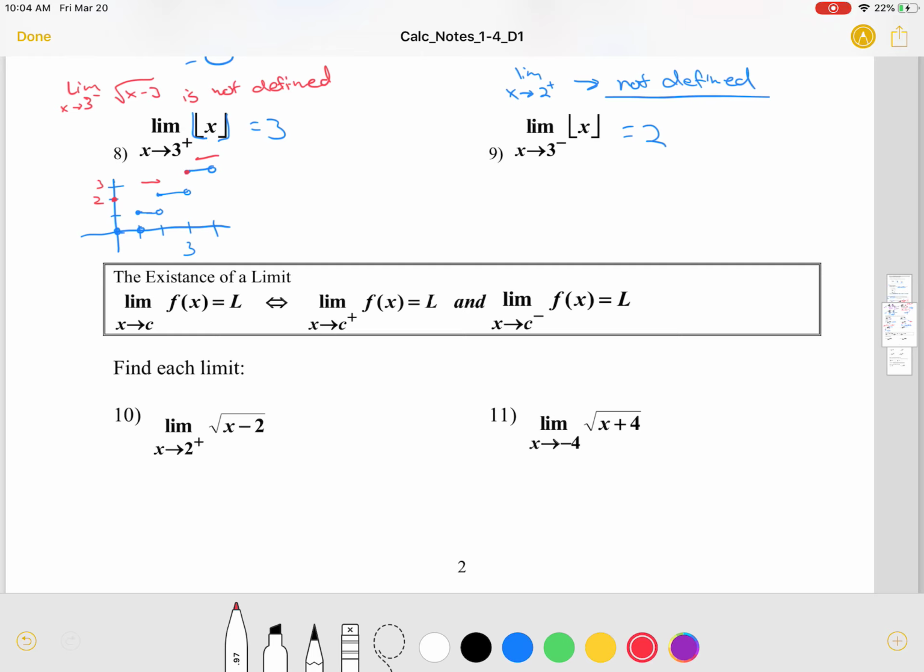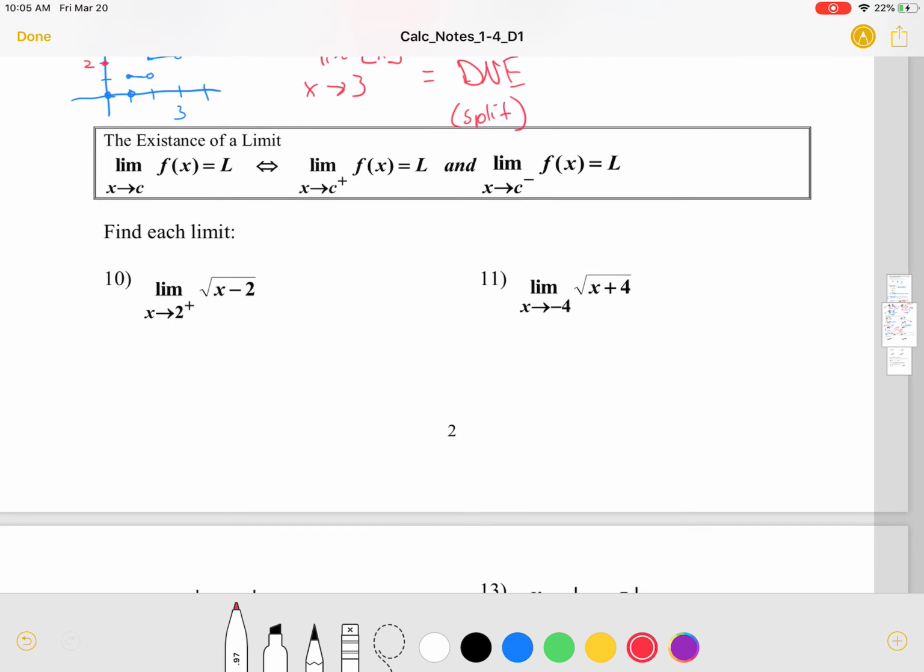So if we look at both of these, the limit as x goes to 3 does not exist. Because look, it's a split, remember? If it's jumping around like that, it's a split. If you approach from both sides, the two limits have to be the same thing. Otherwise, the whole limit doesn't exist.